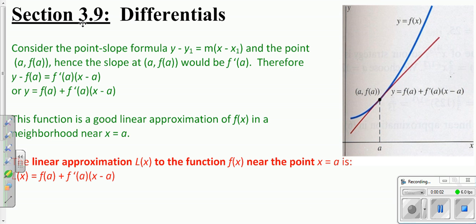Okay, in section 3.9, we're going to look at what's referred to as differentials and linear approximation. Now, most of you are all familiar with the point slope formula. You've had to use that multiple times in here.